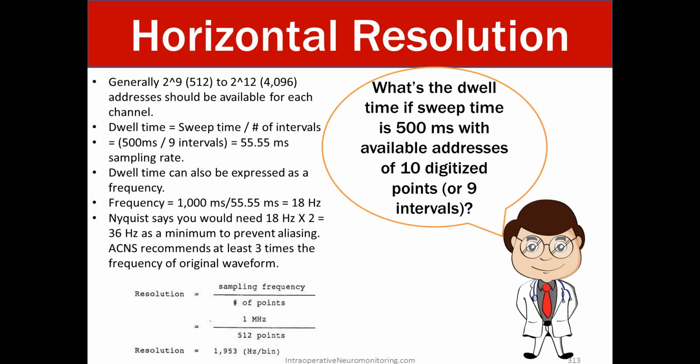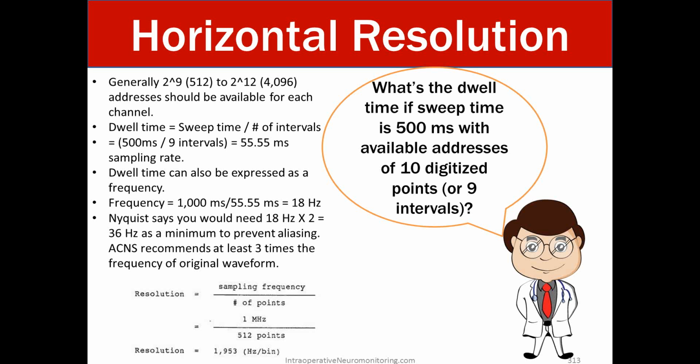The dwell time can also be expressed as a frequency. So our frequency of 1000 milliseconds divided by 55 milliseconds gives us 18 Hertz. The Nyquist says you would need 18 Hertz times 2 equals 36 Hertz as a minimum to prevent aliasing. The ACNS guidelines call for at least 3 times the frequency of the original sampling.